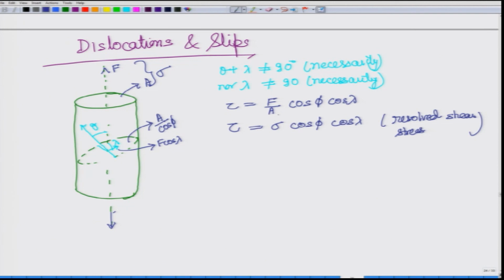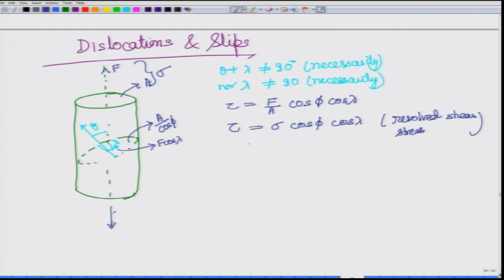This F by A, we have already used the term sigma for it. So, as if you are applying a stress sigma, and remember this is a single crystal, onto this single crystal. So, tau is equal to sigma cos phi cos lambda. Now, this is the tau or the resolved shear stress which is acting on this dislocation along the slip direction. So, this much we have established so far.